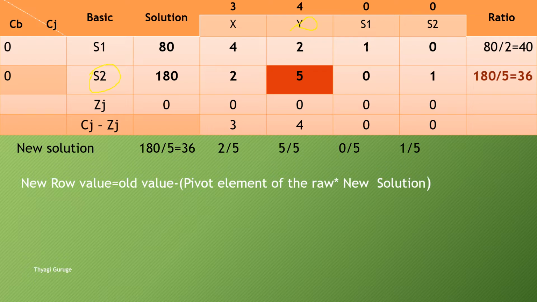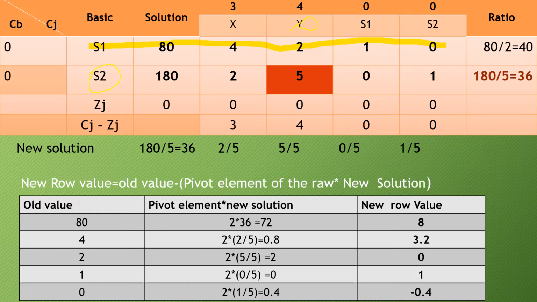Here, the other row is the S1 row. So for the S1 row, we are going to find the new row values. To find the new row values, we have a formula: it is the old value minus the pivot element into the new solution. So let's see.